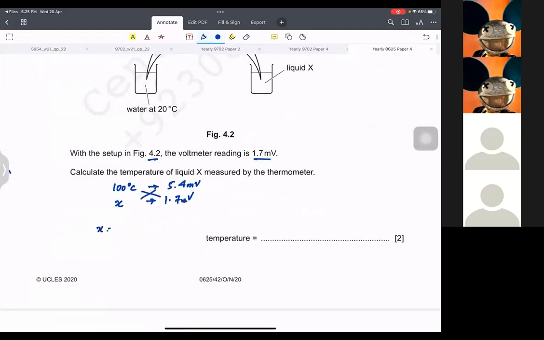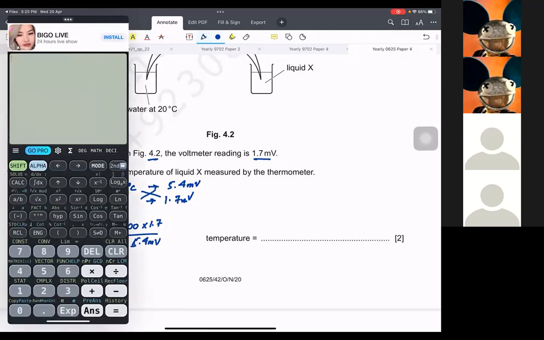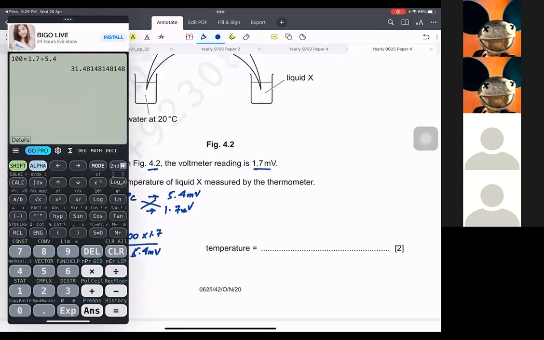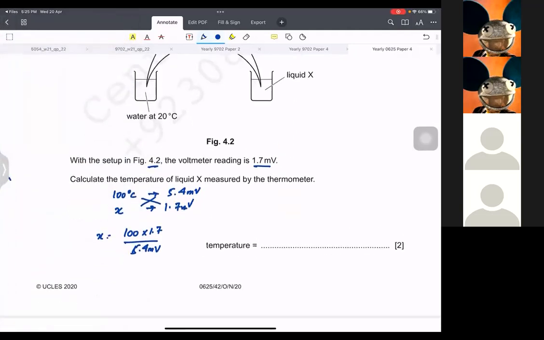So X will be equal to 100 times 1.7 divided by 5.4 millivolts. So this is around 31.5. So this is 31.5 degrees Celsius change. Now change means final minus initial. This is what changes, right?